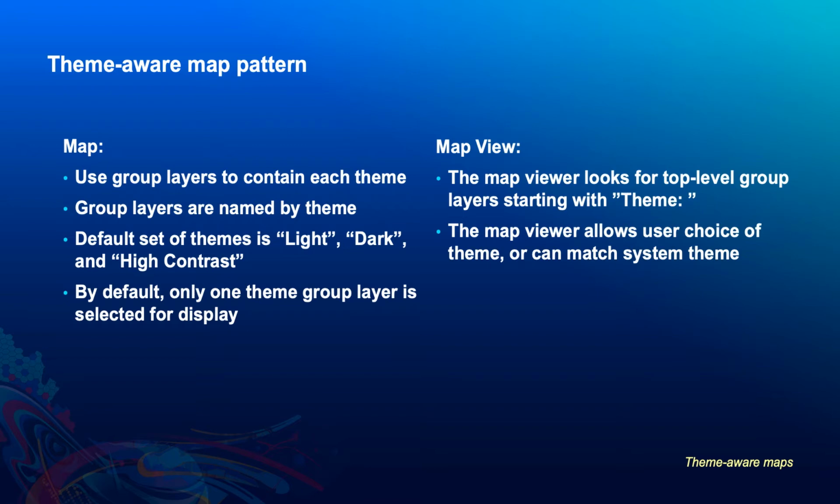The canonical theme names going in are light, dark, and high contrast, but you can also add more. You can have a red theme, for example, if you're doing an astronomy-based app and you want to support night viewing. By default, only one theme group is displayed at a time. You change the theme by changing the group layer that you've selected for display.